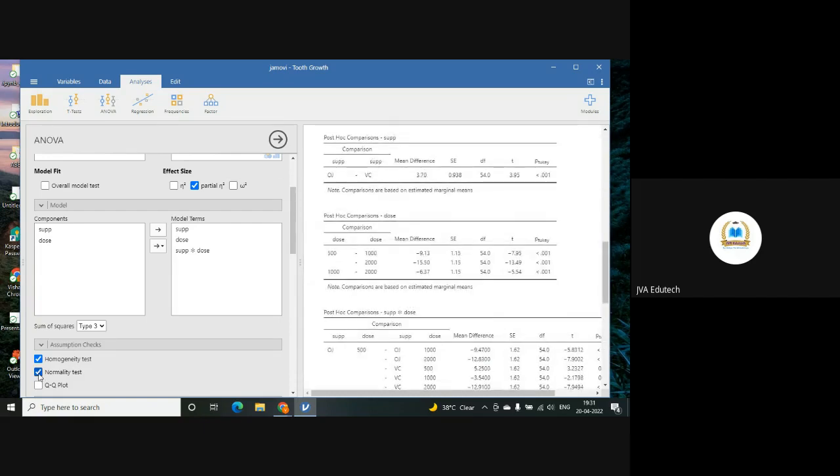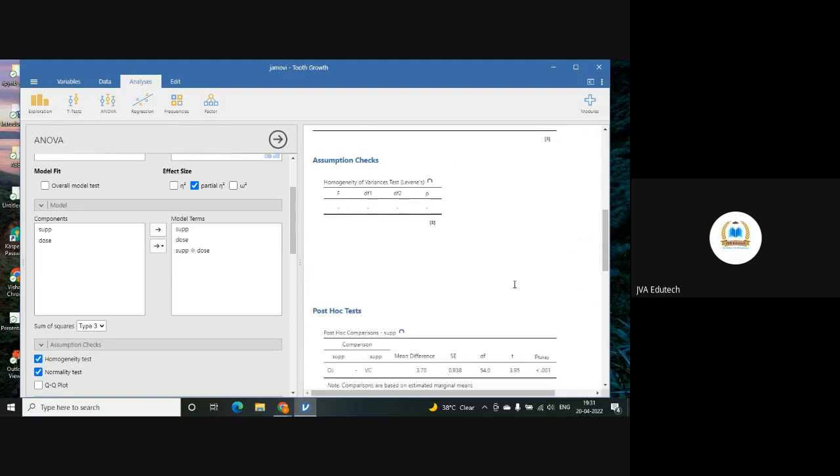And the normality test, if I check. So homogeneity of variance is there because the p value is greater than 0.05. Here also the p value is greater than 0.05, so normality is also there. So all the assumptions are met.